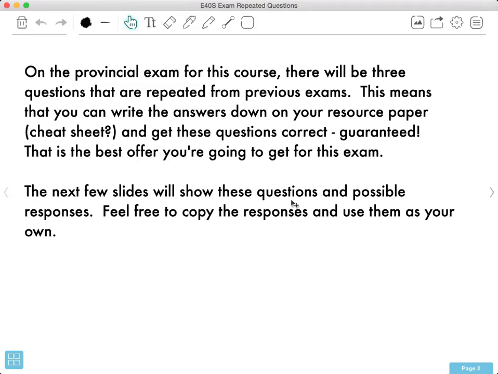So again, you can use your cheat sheet or your resource paper and you can write the answers down. That's a good deal. That's free marks for you if you just take the time to jot down what I'm telling you here or what your teacher told you as you work through. So we're going to look at the questions, and feel free to copy the responses and use them as your own. You can come up with your own if you want to, but if you do that, you should check with your teacher to make sure they are sufficient before you go into the exam.